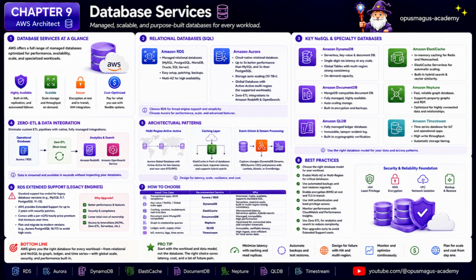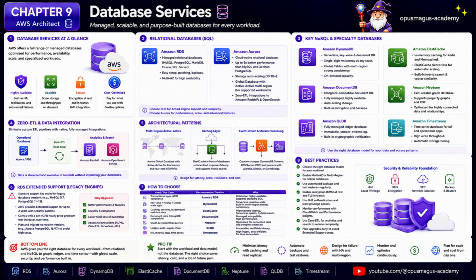QLDB, Quantum Ledger Database, is a managed ledger database. It is designed for immutable, transparent, cryptographically verifiable history. This fits workloads where the history of changes matters and where tamper-evident records are part of the requirement. It is not a general replacement for relational databases or blockchains. It is for ledger-style systems where auditability and a complete journal are central.